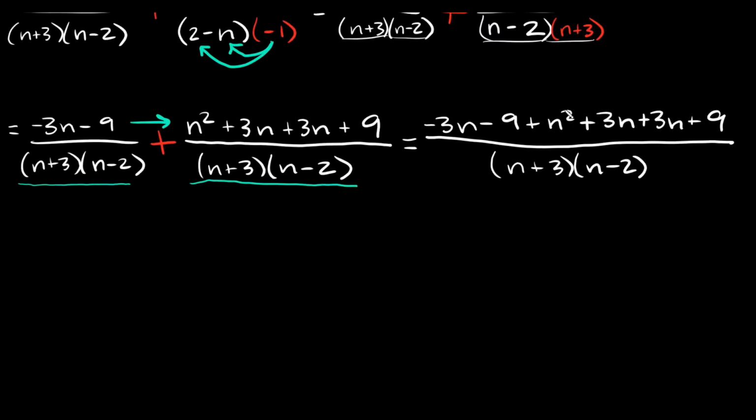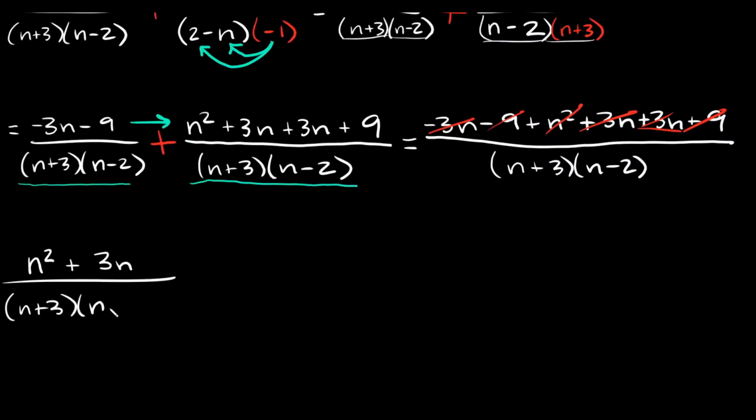All right, so first of all, up here we have an n squared. So let's write that first, n squared. And then let's take care of our n's. So here I have a -3n, and here I have a +3n, so those are going to cancel out. But I still have this plus 3n right there, right? So we'll put that there, plus 3n. And then we have a -9 and a +9, so those cancel out. So there's nothing left, right? We got rid of everything. And that's going to be over our denominator right here, n plus 3 times n minus 2. Boom, I love it when that happens.